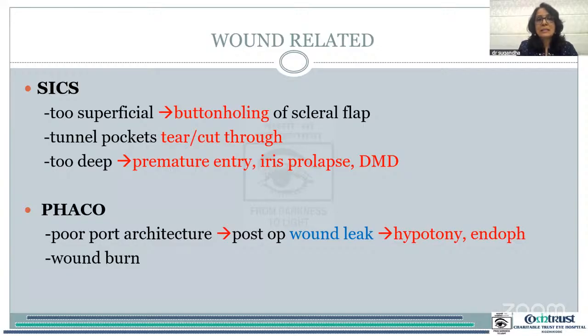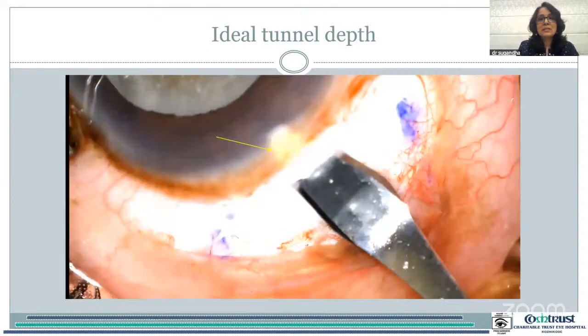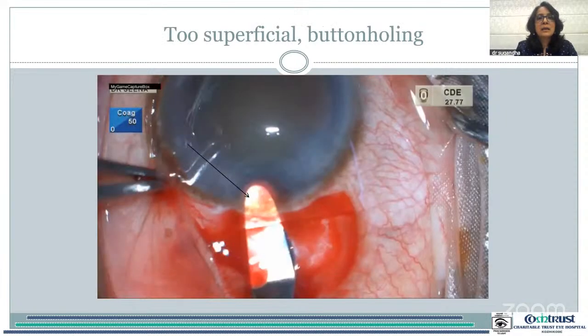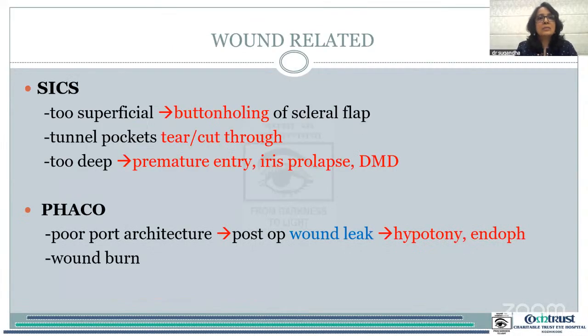So what I would say is an ideal tunnel depth would be something that you can see the crescent pretty clearly through. Not extremely, but this is probably an ideal tunnel depth. I hope it is clear in this picture. If it is too superficial, like in this one, it leads to a buttonhole, which is shown by the arrow. So if it is too superficial, it leads to the buttonholing of a scleral flap, and the tunnel pockets might tear or cut through if the crescent is positioned improperly.